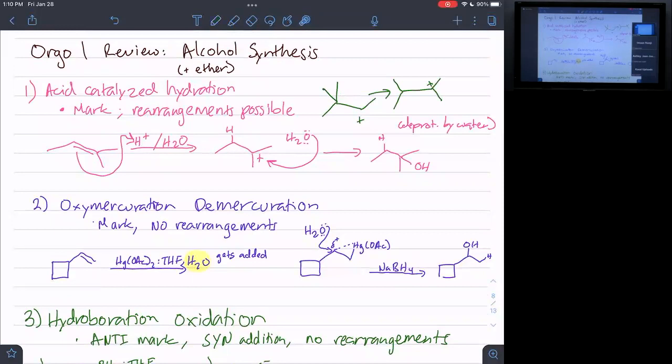So yeah, watch out for rearrangements, and then the nucleophile, the water, is going to attack the carbocation, and then you just get your alcohol product. There's no stereochemistry, so this is going to be just a racemic mixture. It can add in any direction.